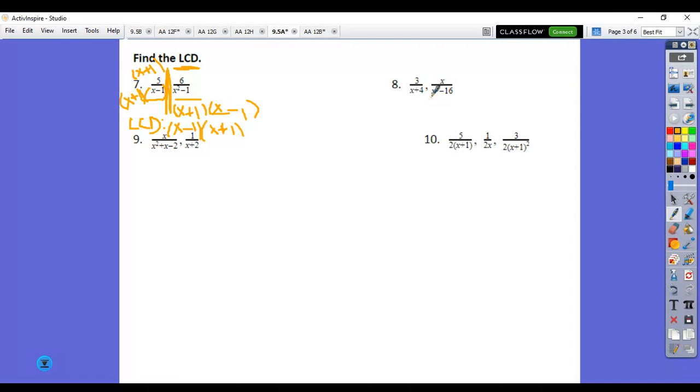Number 8 is very similar. So I need to factor the second denominator, x and x, plus 4, minus 4, difference of two squares. So my least common denominator, basically what I do, I write down the first denominator, x plus 4. Then I look at my second denominator and ask myself, what is missing from my least common denominator that I see in my second denominator? I am missing an x minus 4.